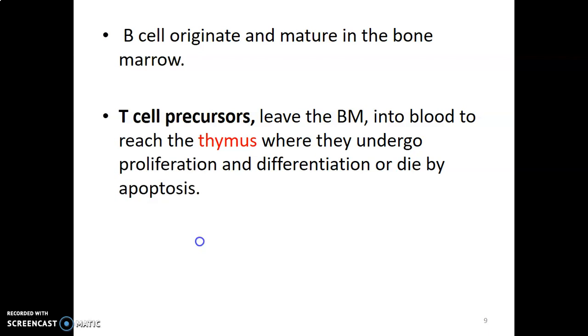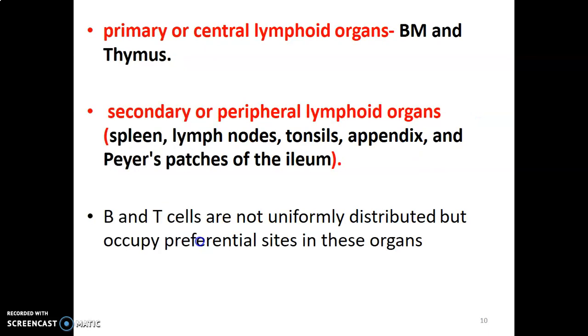Others, of course, will die by apoptosis. So both B and T cells are produced in the bone marrow. Maturation of B cells is in the bone marrow, while that of T cells is in the thymus. So we have primary and central lymphoid organs. These are mainly the bone marrow and the thymus, where production and maturation of these cells are done.